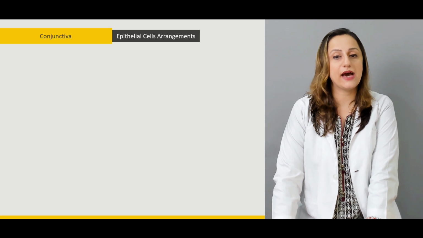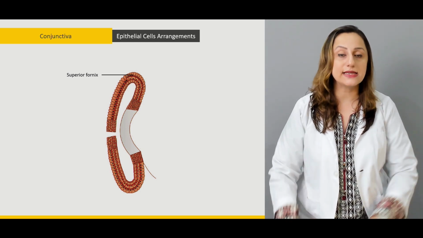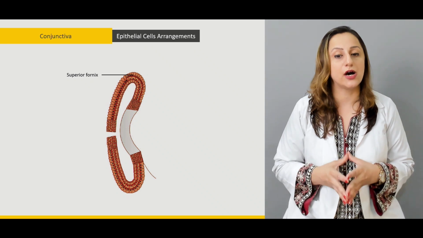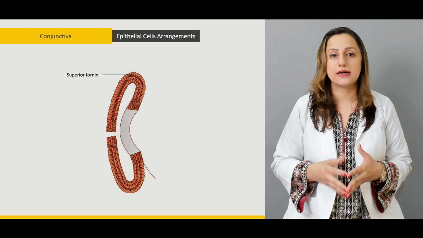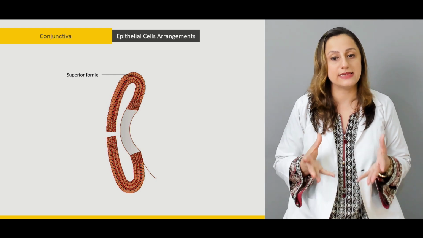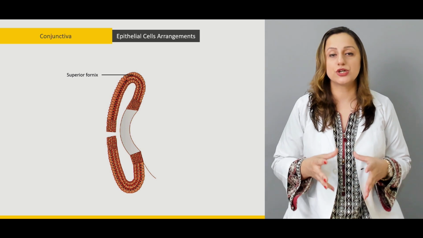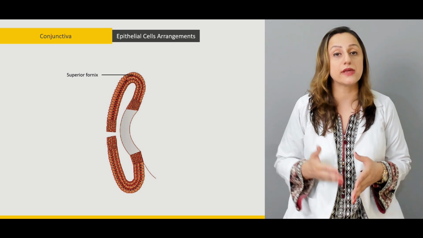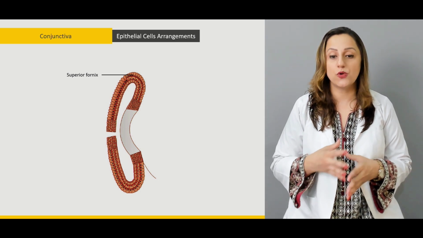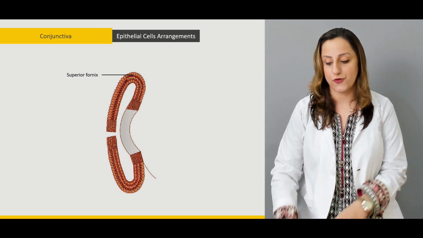Then moving on, we have the epithelial cell arrangement in the conjunctiva. If we have a look at the superior fornix, it's basically a 3-layered conjunctiva. It's going to have the slightly cylindrically placed cells, and then on the bottom we have the most cuboidal cells that are located in the superior fornix. The number of layers is almost a 3-layered epithelium that is located at the superior fornix.